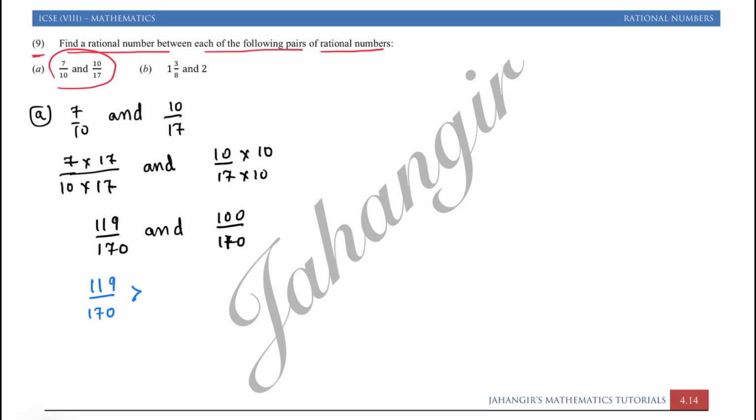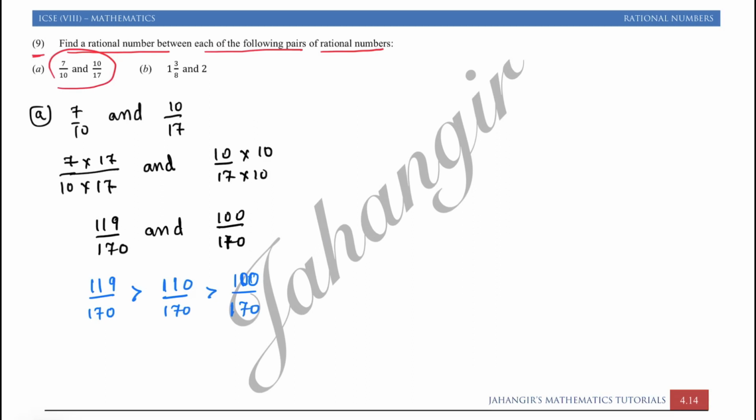So here I will just select a round number as 110 upon 170, less than 119 upon 170 and greater than 100 upon 170. If you will see, 119 greater than 110 greater than 100. So it looks like all numbers are in sequence. So now we got one rational number between 119 by 170 and 100 by 170.